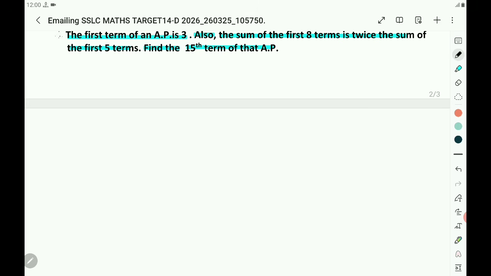Here, the first term is given, that is a equals 3. Sum of the first 8 terms is given: S8 equals twice the sum of the first 5 terms, S8 equals 2S5. What we have to find out? We have to find the 15th term, means A15 equals question mark. Means d is required here.